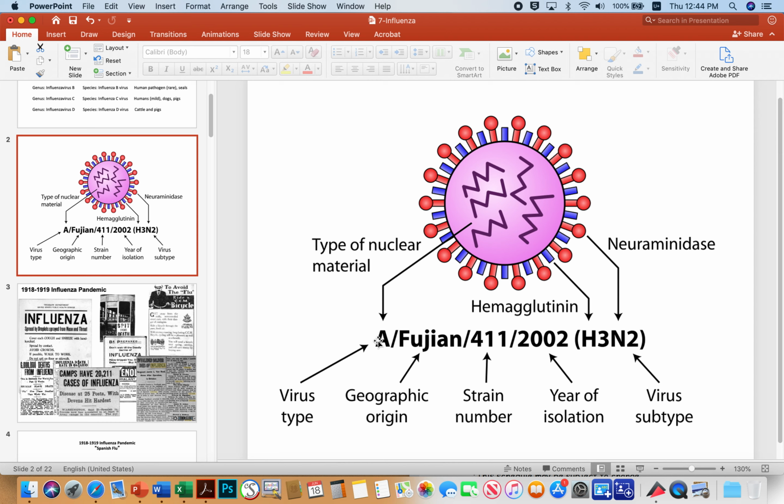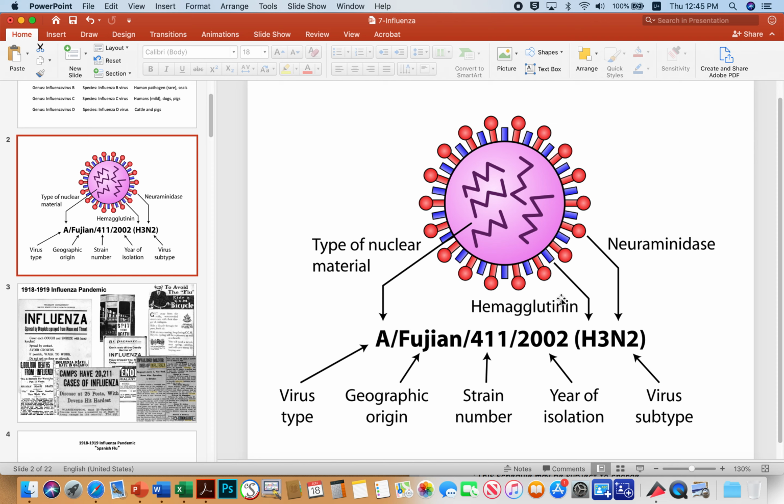So whether it's an A, B, C, or D virus, where its geographic origin is, a strain number from a lab, the year of isolation, and then lastly the subtype. Subtype is a direct reference to the types of spike proteins that the virus has on its surface, what particular kind. And so there are two different types.